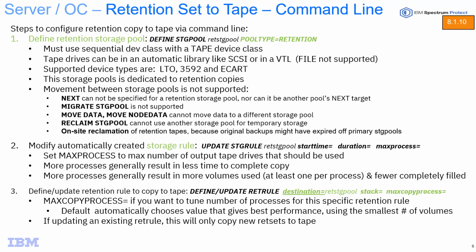So now that you've created a tape retention storage pool and you've updated your storage rule, you'll now either define or update your retention rule. And this new piece in this retention rule is going to be the destination equals, and you're going to point that to your storage pool, which we called ret storage pool. You'll also want to specify stacking, yes or no, and max copy processes. The max copy processes is if you want to tune the number of processes for the specific retention rule and not just use the general max processes that we set for the storage rule.